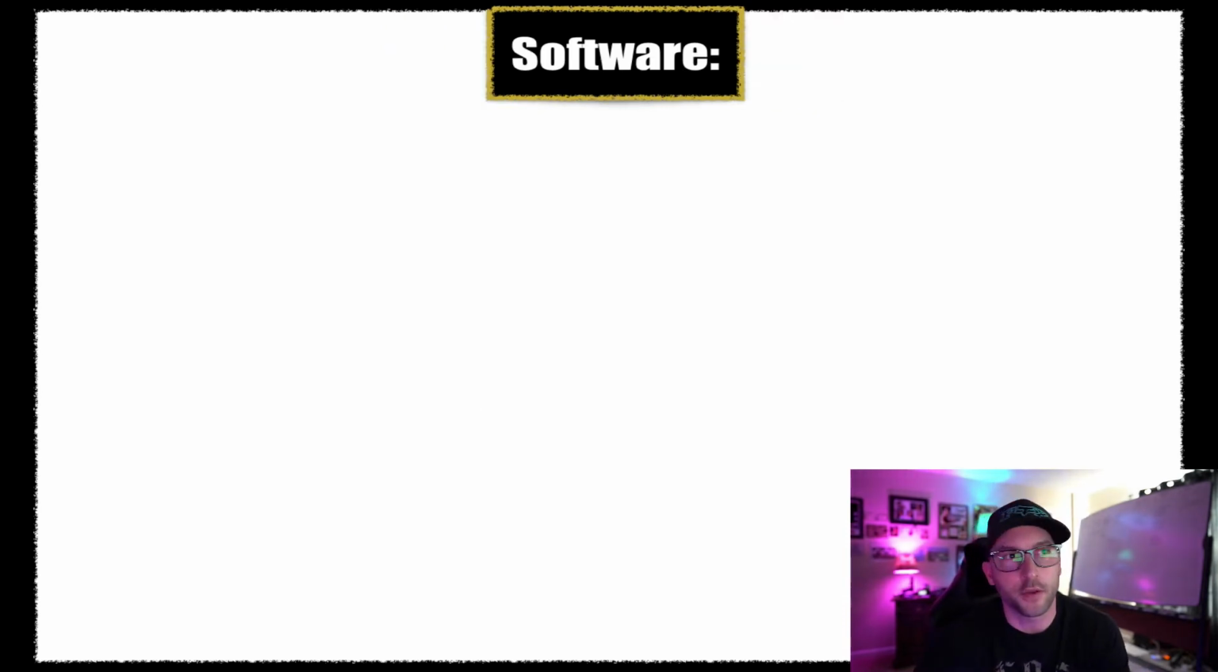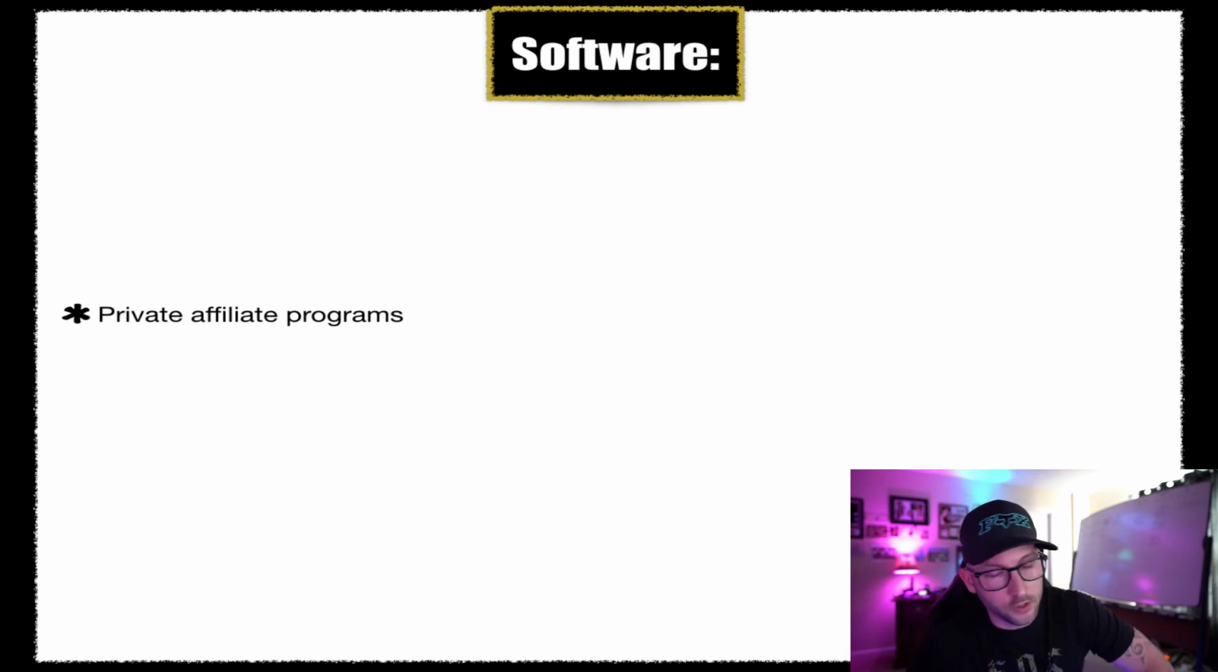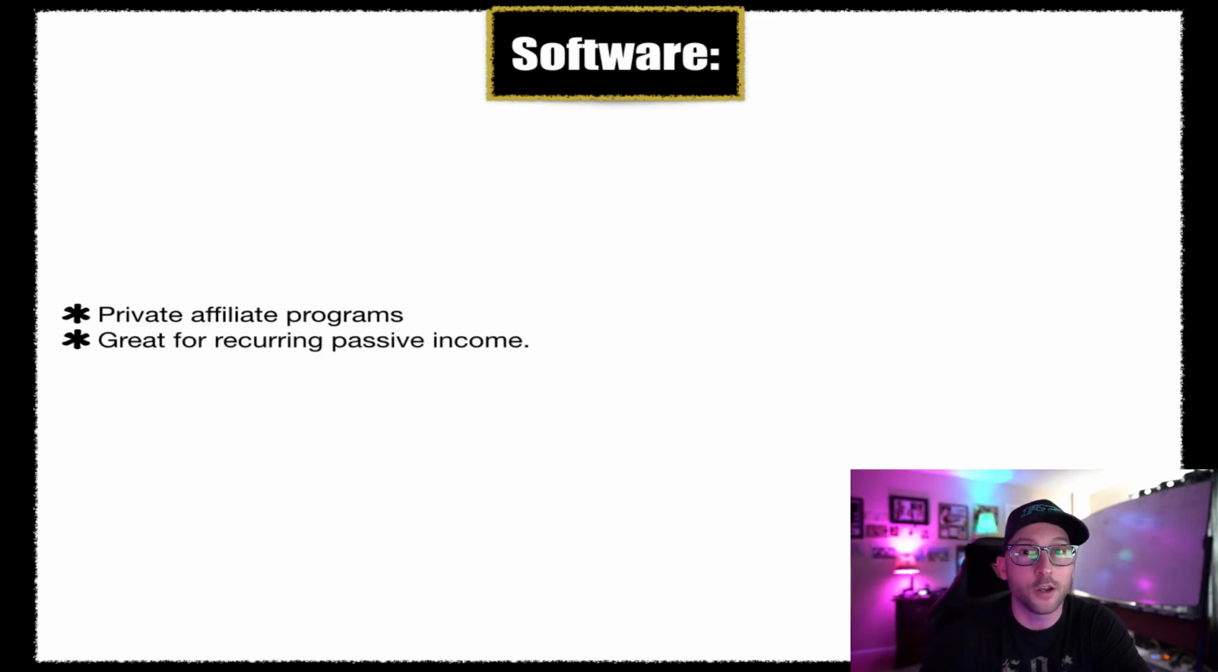Now, there's software. This is one of my favorites to do. A lot of times with software, the best place to find it is private affiliate programs. Depending on your industry, use Google search to find them. But software is great because it has recurring income. This is why I like software: I promoted software literally like 4 years ago, and I still have people paying me 4 years later.